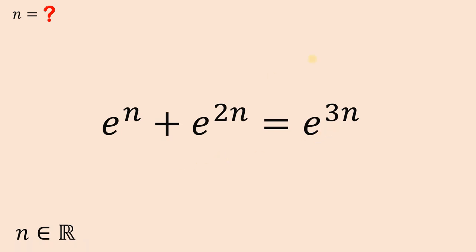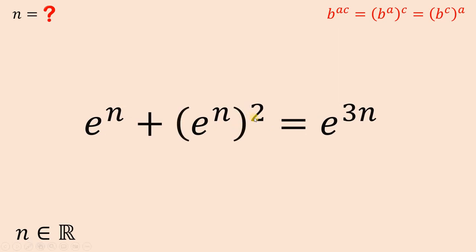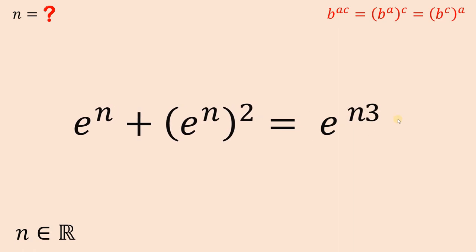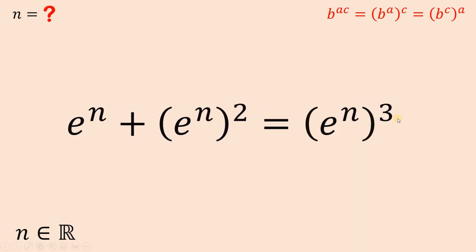Now, to answer this question, we will use this identity. If we have b raised to the power of a times c, it is equivalent to b raised to a, raised to the power of c, or b raised to c, raised to the power of a. Therefore, e raised to 2n can be written as e raised to n, raised to the power of 2. Also, e raised to 3n can be written as e raised to n, raised to the power of 3. Now, why do we do that? Take note that we now have the same term, e raised to the power of n.